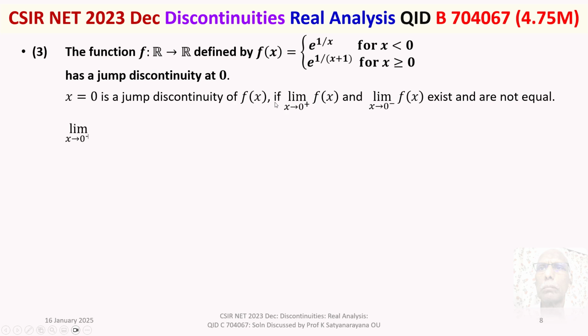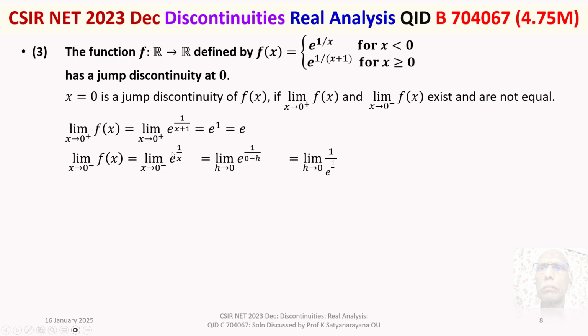Then it is called a jump discontinuity. Limit x tends to 0 plus of f of x is equal to limit x tends to 0 plus of e to the power of 1 by x plus 1, and the exponential is continuous. Therefore, it is e to the power of 1 by 0 plus 1, that is, e to the power of 1. So, it is e. Limit x tends to 0 minus of f of x is equal to limit x tends to 0 minus of e to the power of 1 by x, because of continuity. Limit h tends to 0, e to the power of 1 by 0 minus h. That is limit h tends to 0, e to the power of minus 1 by h. That is limit h tends to 0, 1 by e to the power of 1 by h. This is 0. As h tends to 0, 1 by h tends to infinity, e to the power of infinity is infinity, and 1 by infinity is 0.